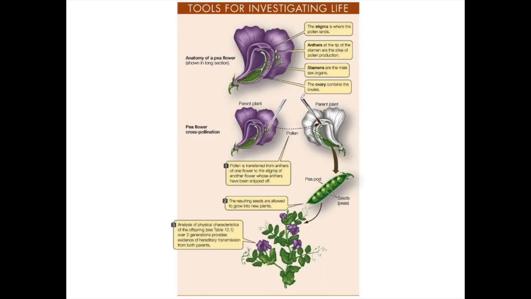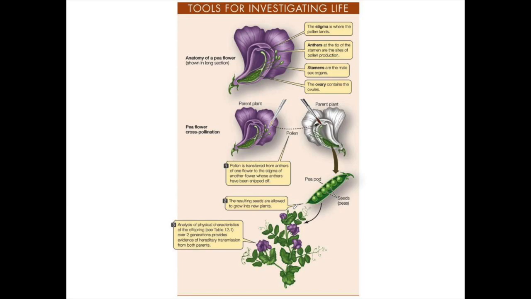Alright, back to Mendel. Alright, so Mendel transferred the pollen or sperm from one plant onto another. That sperm would fertilize the eggs, which would develop into the embryo, which is the peas. And then those peas would grow up into the next generation, another pea plant. And then through this experiment, Mendel tried to understand the pattern of inheritance or genetics of these pea plants.